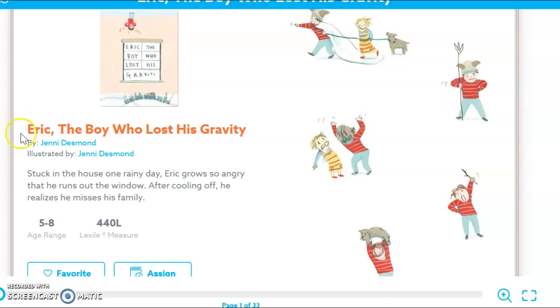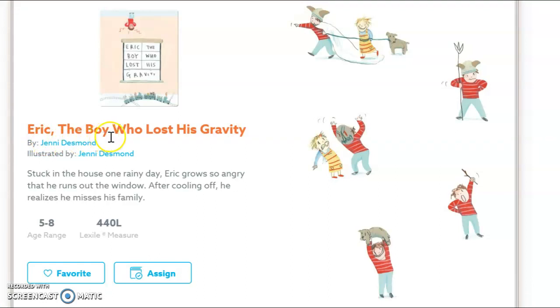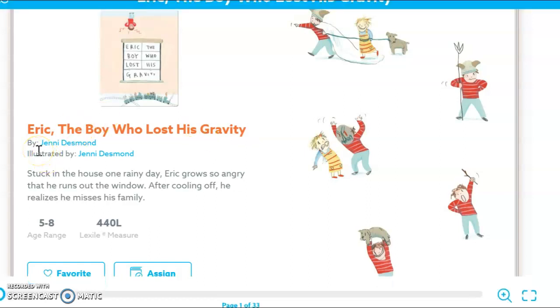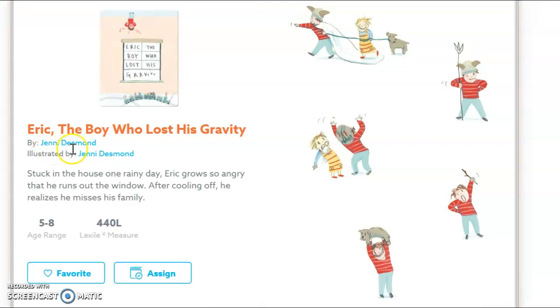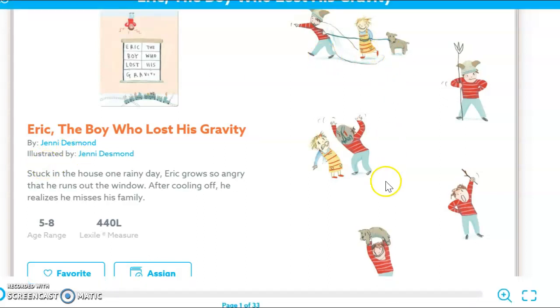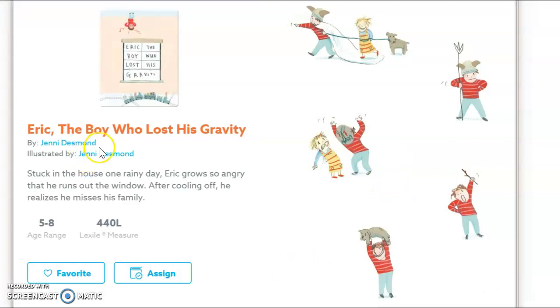Here we go. The title is Eric the Boy Who Lost His Gravity. Well, gravity is when a force pulls or pushes us down and it makes you fall. The author of this story is Jenny Desmond. Remember we talked about the person who writes the words? That's the author. And the illustrator, the person who draws the pictures. Well, the author and illustrator is Jenny Desmond.